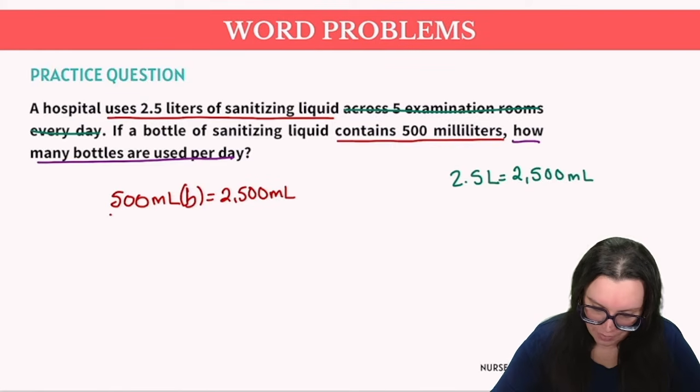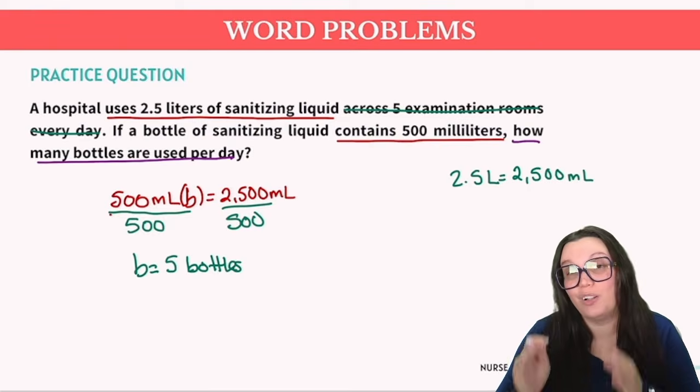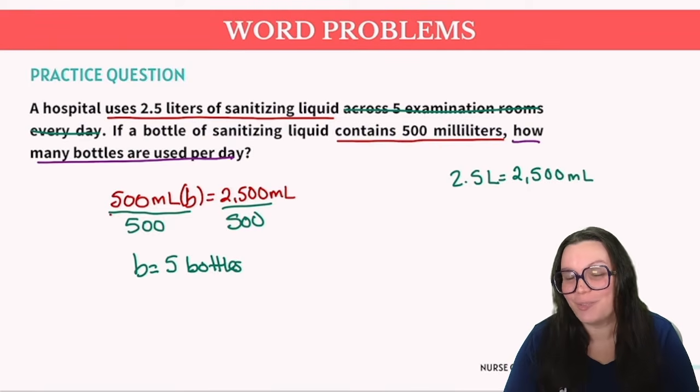Now all we have to do is isolate our B. So we do this by dividing both sides by 500, and that is going to give us B is equal to 5 bottles. So they need a total of 5 bottles in order to make it through every day.